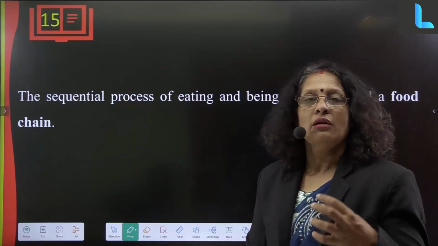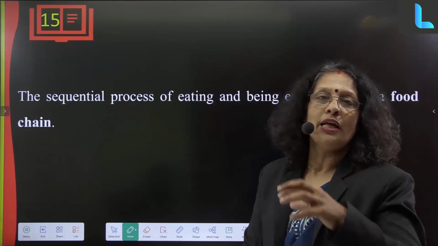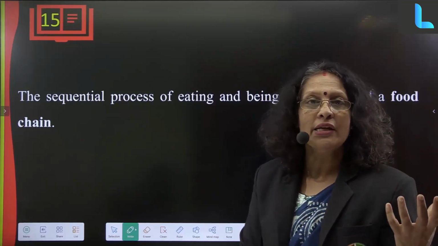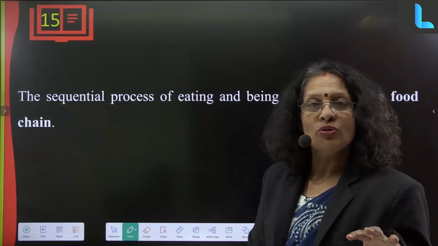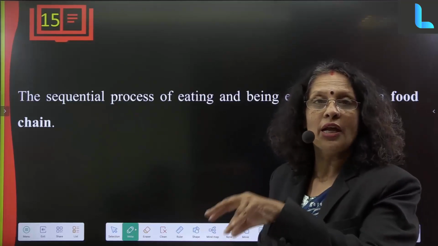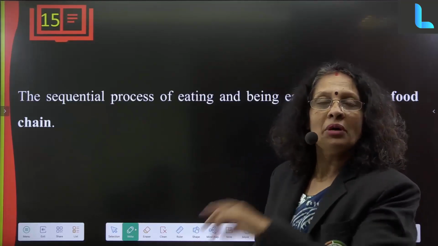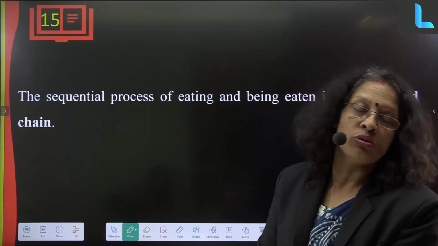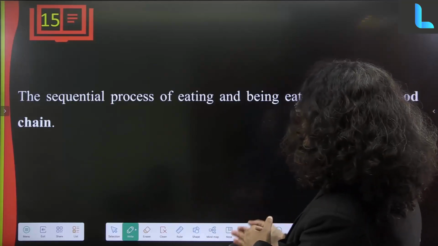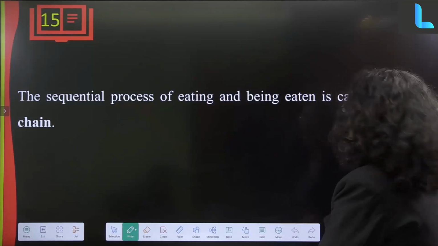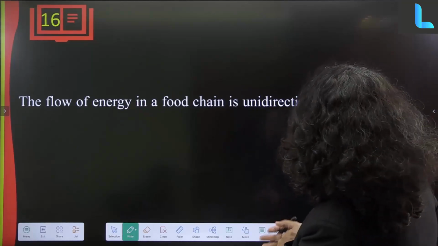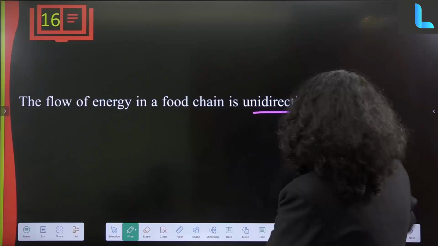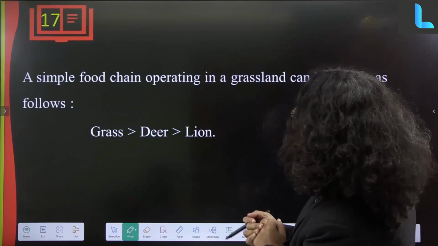Food chain means one is eating another: a plant prepares food by photosynthesis, that plant is eaten by an animal, and now that animal is eaten by the next animal which is a carnivore, like that. So that kind of chain is called a food chain. Now the flow of energy in a food chain is unidirectional, so it will always be in one direction.